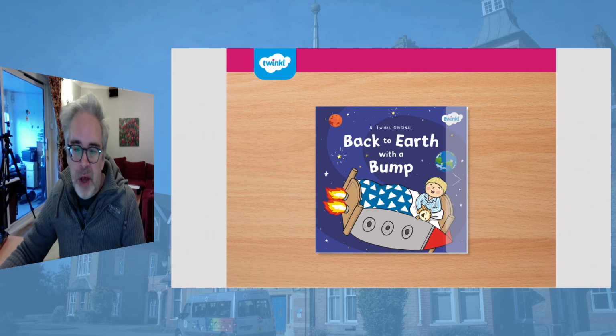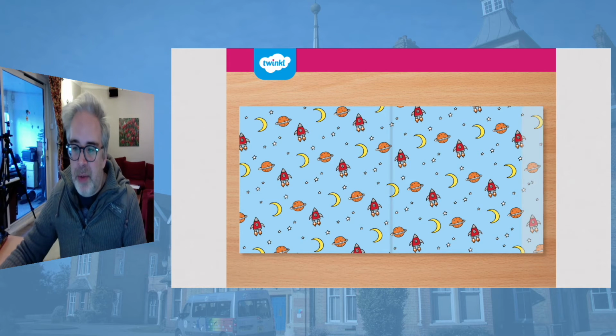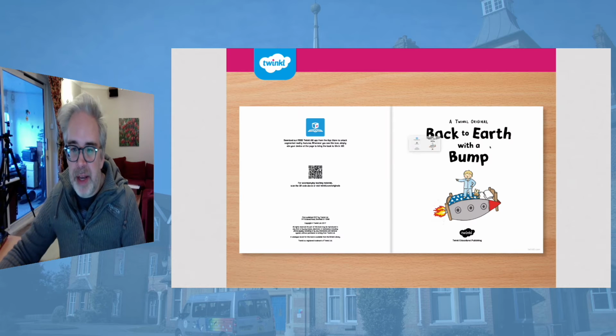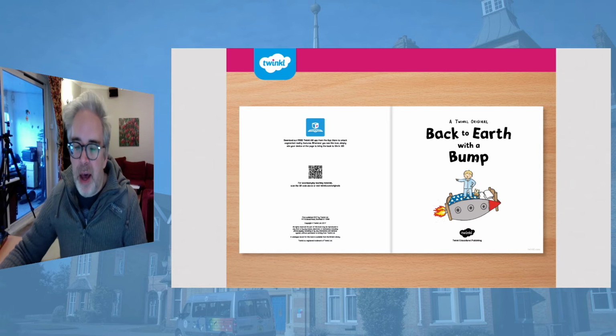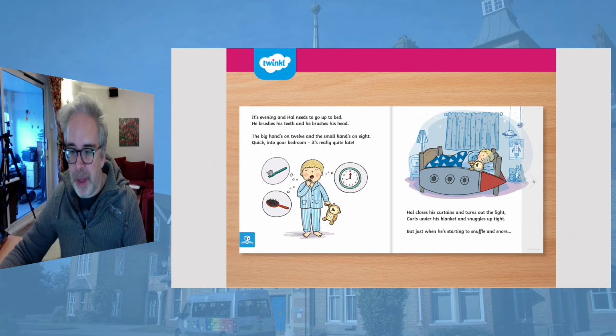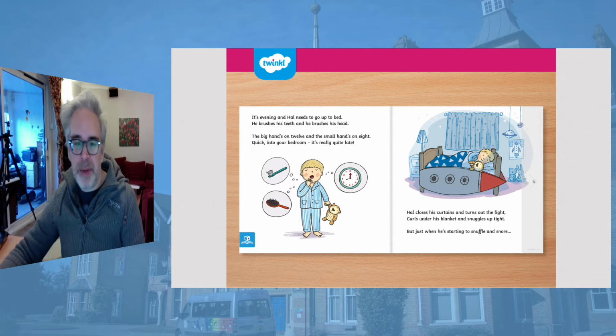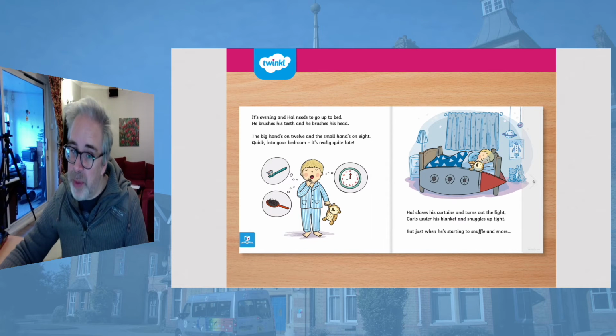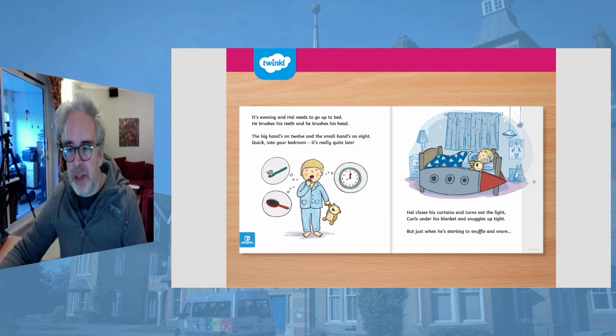Okay, so Back to Earth with a Bump. We can see we've got some lovely illustrations here, and this yet again is our title page. Normally you have the author on here, you'll have the publisher, and you also have the title of the story. So Back to Earth with a Bump. Remember, you need to be listening to the story carefully. You can listen to it again, but think about what you think the character is thinking in each of these scenes.